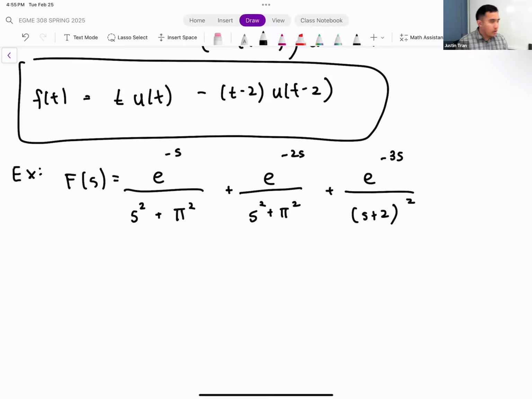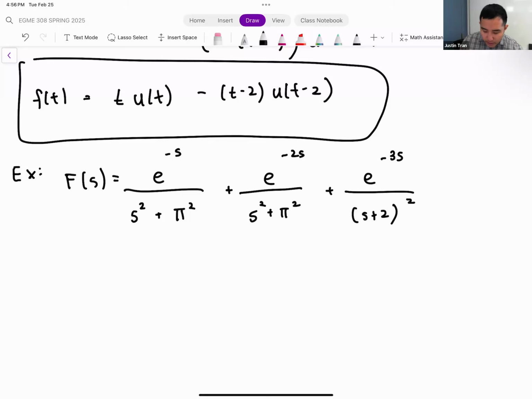Okay. So we have quite a lot of shifting here. Obviously we have the t shifting because we have the exponentials in the s domain. But you can see here we have an s shift too. So that (s plus 2) quantity squared, that one we're going to apply our first shifting to. Okay, so let's take the inverse Laplace of these quantities.